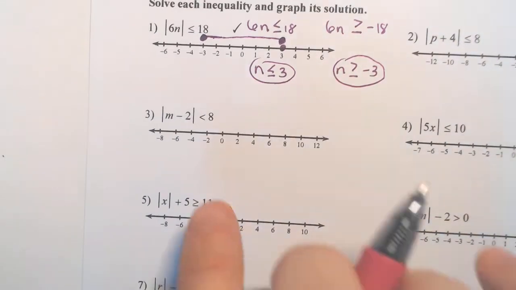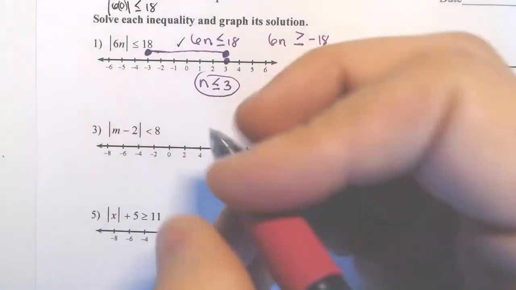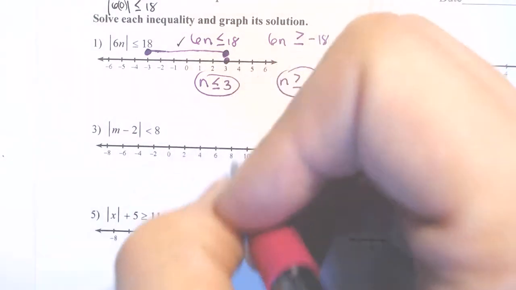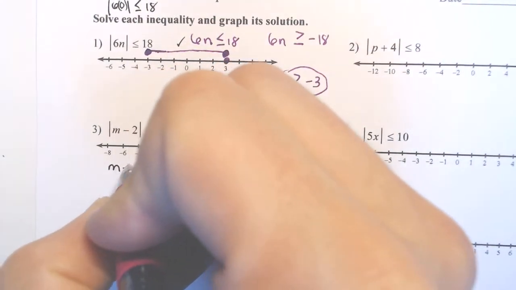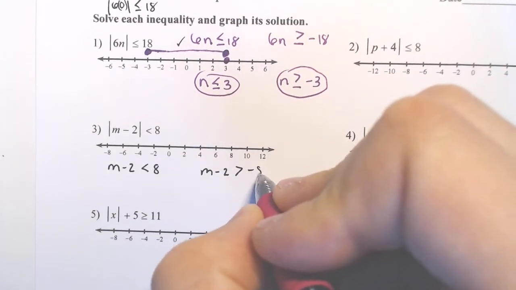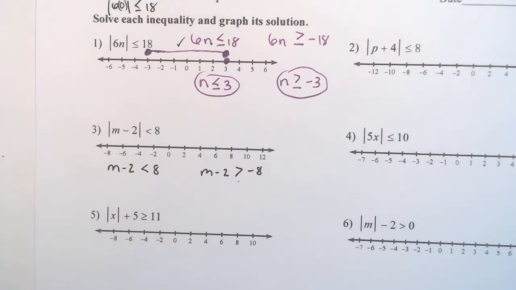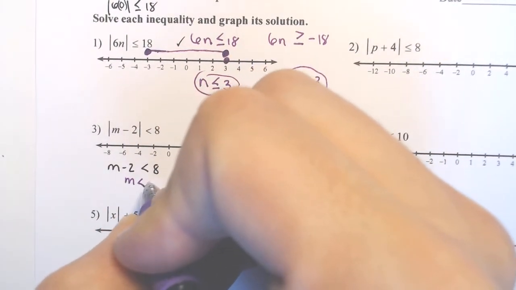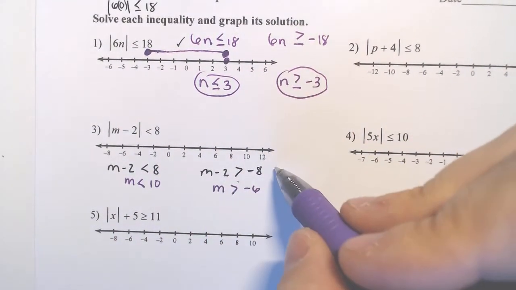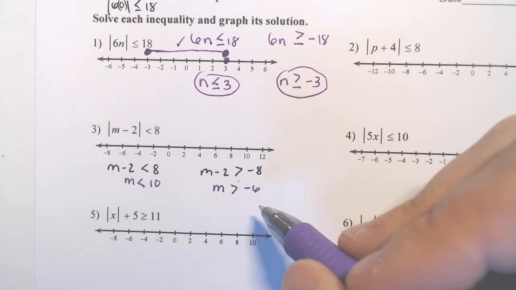Okay? Number 3. Already isolated absolute value bars, so we can do our equations. I am going to attempt to do them right over here, I guess. M minus 2 is less than 8, and M minus 2 is greater than negative 8. Flip the inequality for the one that we switched the sign for. Add 2, M is less than 10. Add 2, M is greater than negative 6, and negative 8 plus 2 makes negative 6.